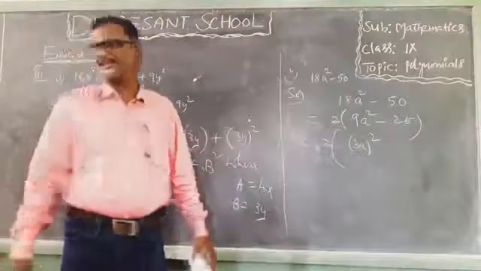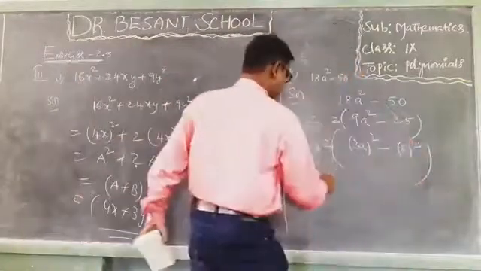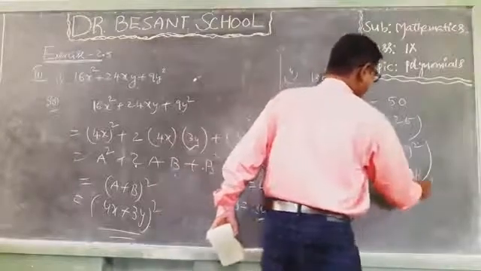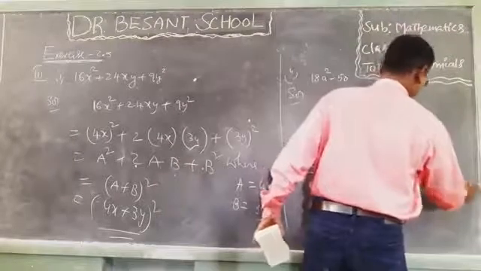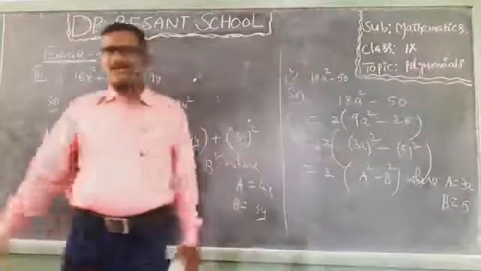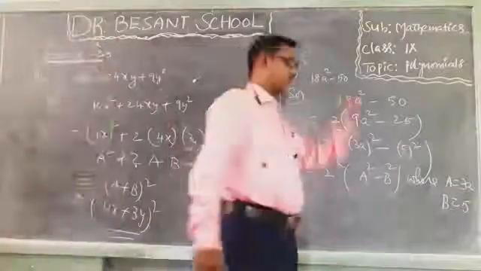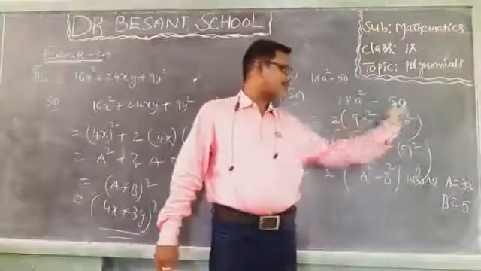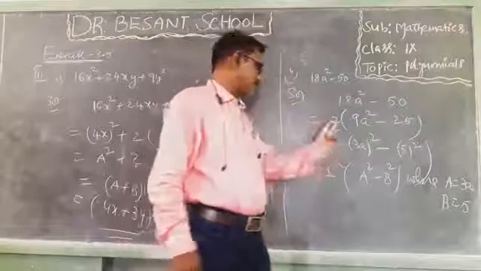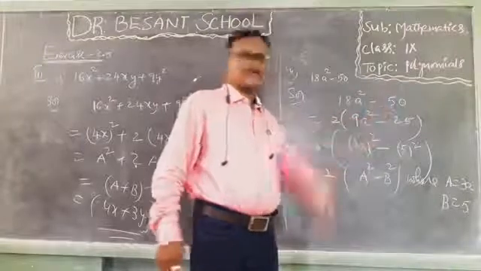(3a) whole square is 9a², minus 25 means 5 square. So 2 into it is of the form A² − B², where my capital A value is 3a and my capital B value is 5. Children, do not get any confusion. Observe 18a² − 50. 18 is not a perfect square, 50 is also not a perfect square, so that's why I have taken 2 as common. 2 into 9a² is 18a², minus 2 into 25 is 50.